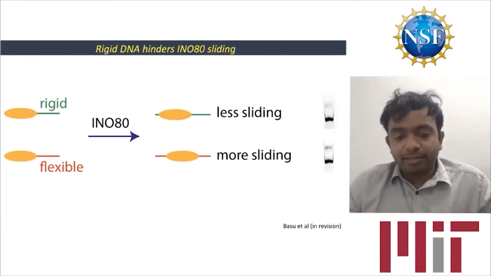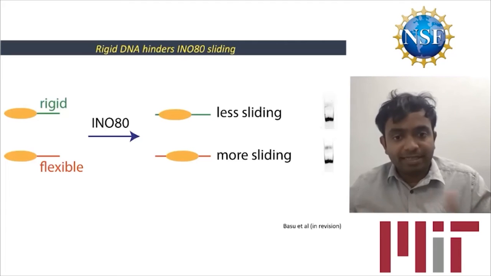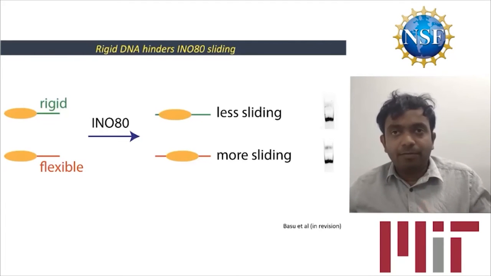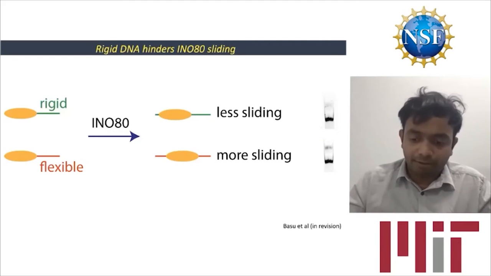So all this suggests a model in which this region of rigid DNA, which is sequence encoded, serves as a barrier against which INO80 presumably can stack the plus one nucleosomes, whereas other nucleosomes downstream can then be evenly spaced out with respect to the plus one nucleosome.